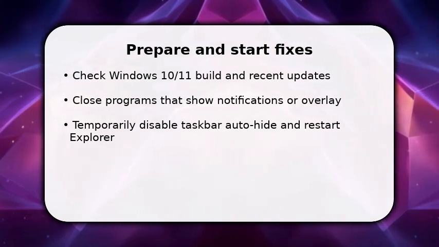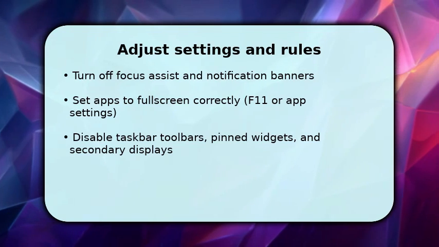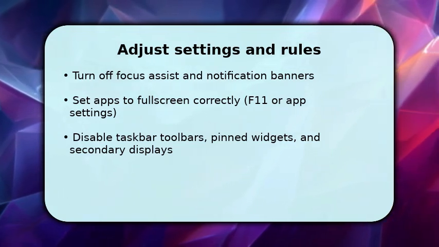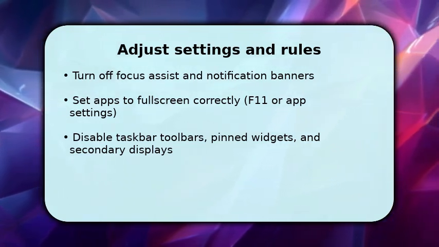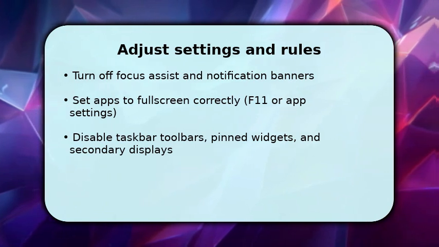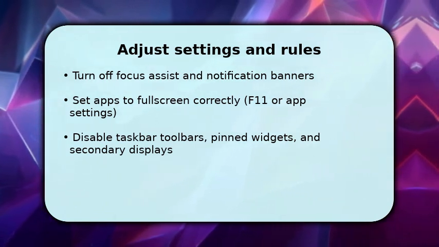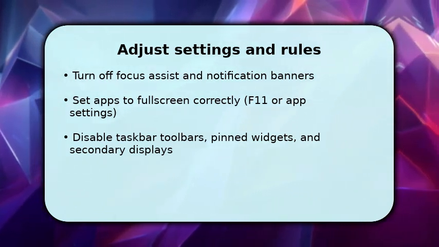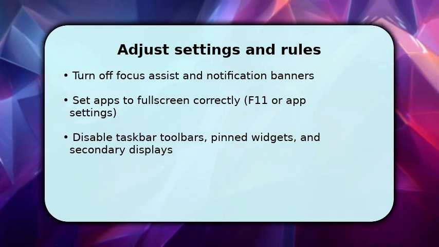Now address persistent settings. Disable Focus Assist and notification banners because they can unminimize the taskbar. Make sure the app itself uses native Fullscreen. Press F11 or change the app's display mode, since borderless windowed mode can trigger taskbar visibility.